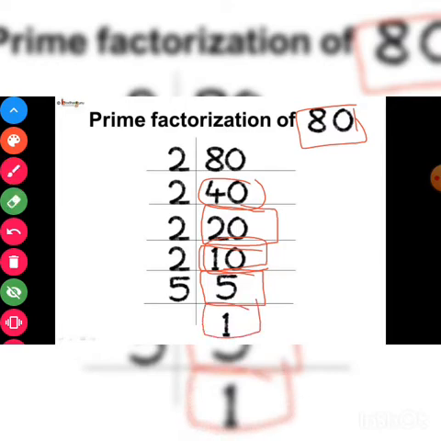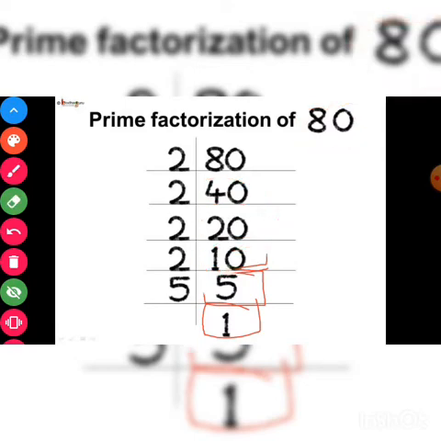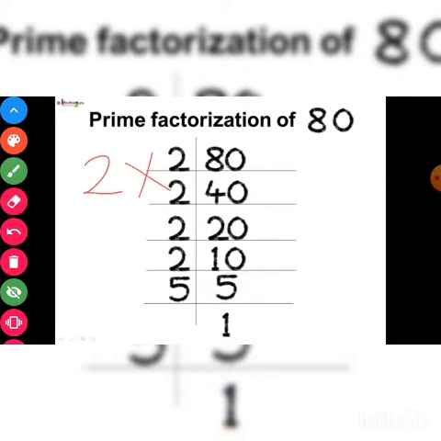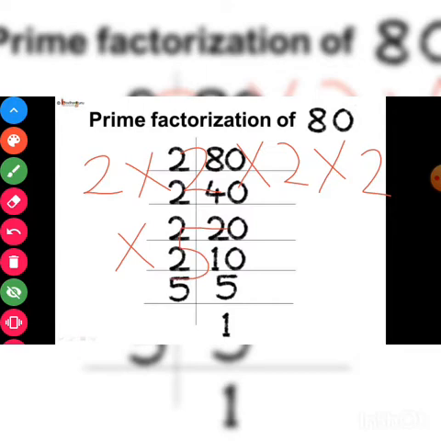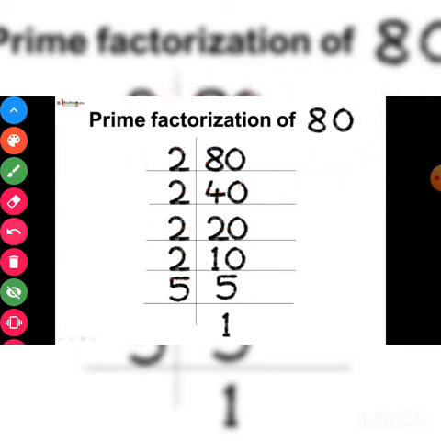So now we can write the prime factorization of 80 as 2 into 2 into 2 into 2 into 5, or you can write simply 2 raised to the power 4 multiplied by 5. So the prime factorization of 80 is 2 raised to the power 4 into 5.